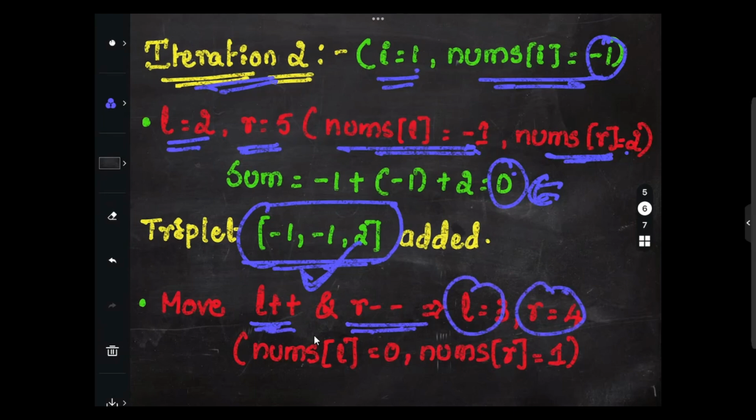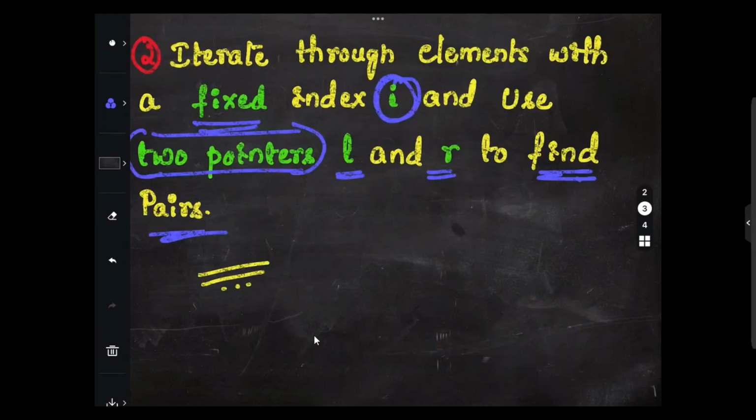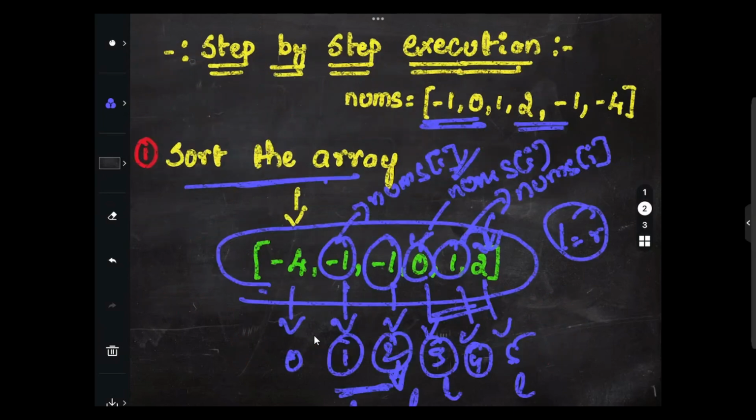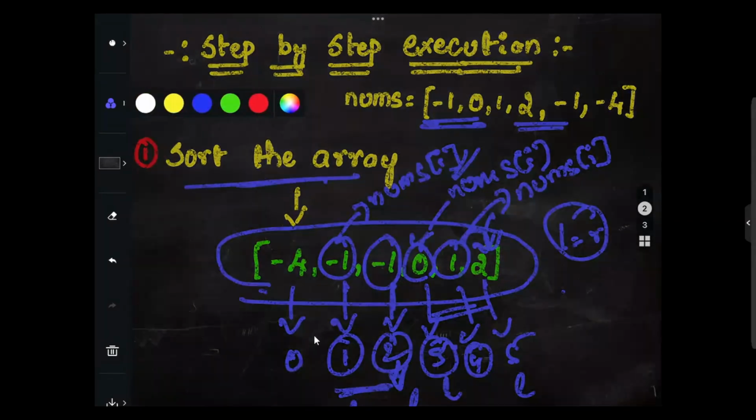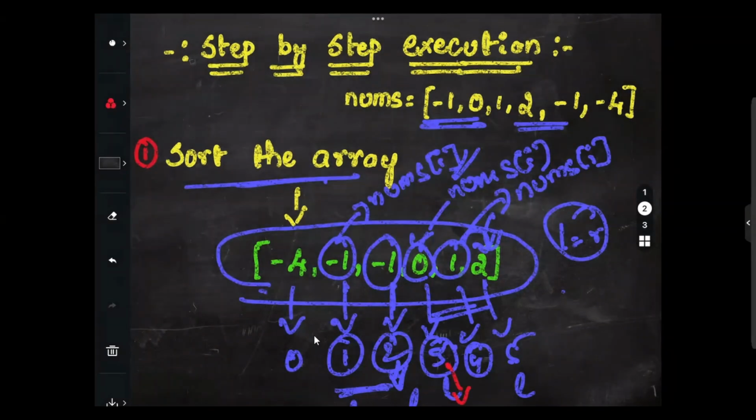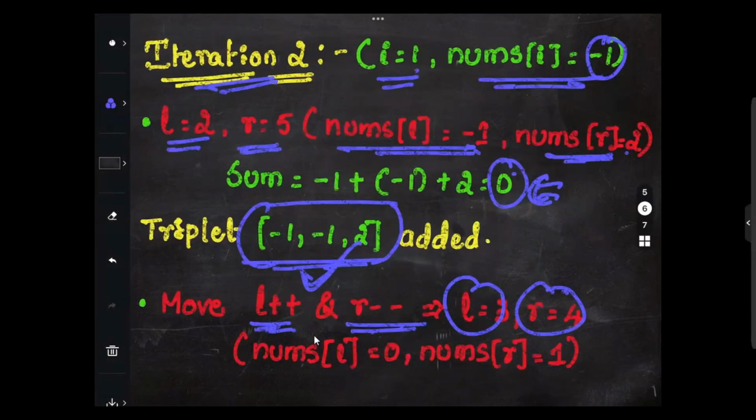Now L equals 3 and R equals 4. So this one I'm speaking of. Now nums of I itself is this one, right? We have already considered this one. Let me make this one R. So second step: now L equals 3 and R equals 4. This one will be R.